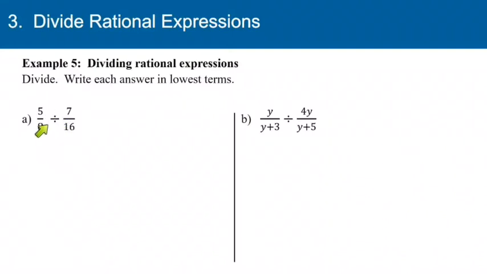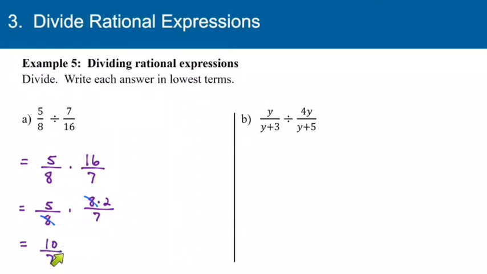So first we need to restate this as 5/8 times 16 over 7. And now we can see that 16 over 7 could be written as 8 times 2. So we'll do that. 5 over 8 times 8 times 2 over 7. And the reason we want to do that is because now we can cancel out the 8's, and that leaves us with 5 times 2 in the top, which is 10, and just 7 in the bottom. So our final result here is 10 over 7.